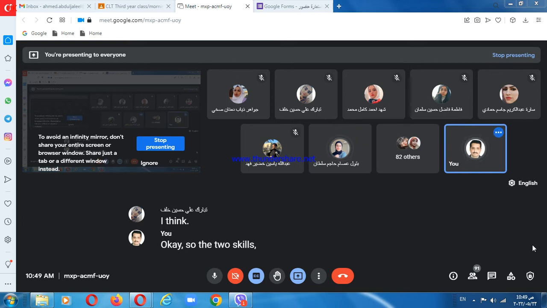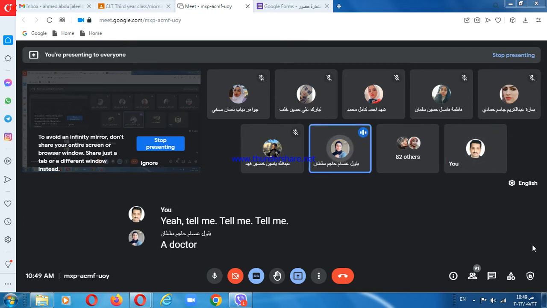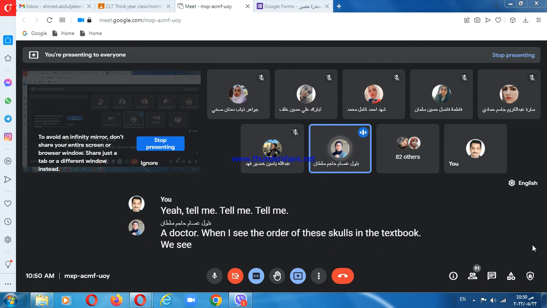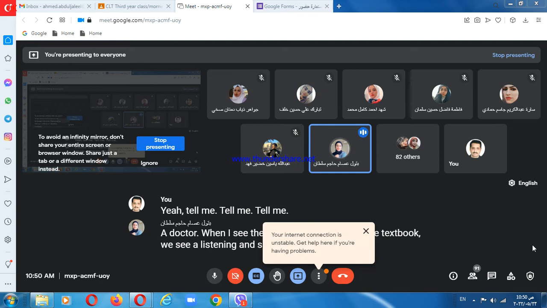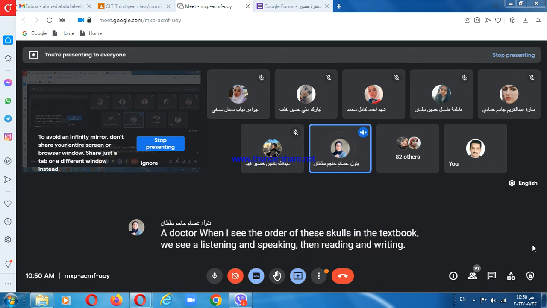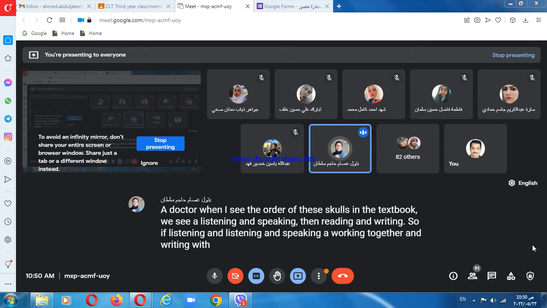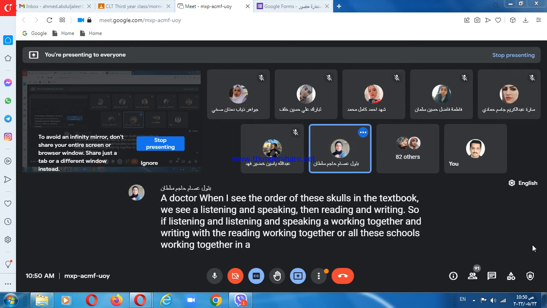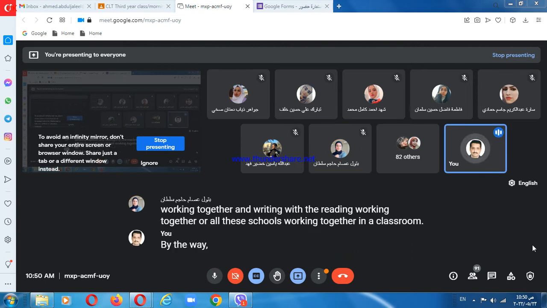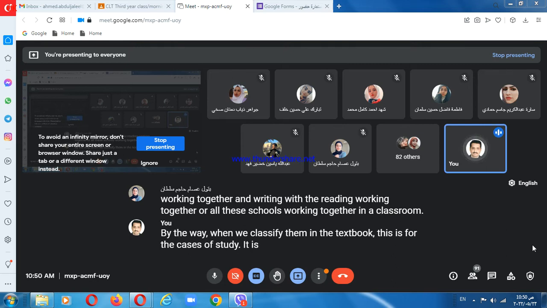Doctor, I have a question about this. When I see the order of these skills in the textbook, we see listening and speaking, then reading and writing. So if listening and speaking are working together, and writing with reading working together, or all these skills working together in a classroom. By the way, when we classify them in the textbook, this is for the cases of study. It is not for the cases of arrangement, which one to begin with.